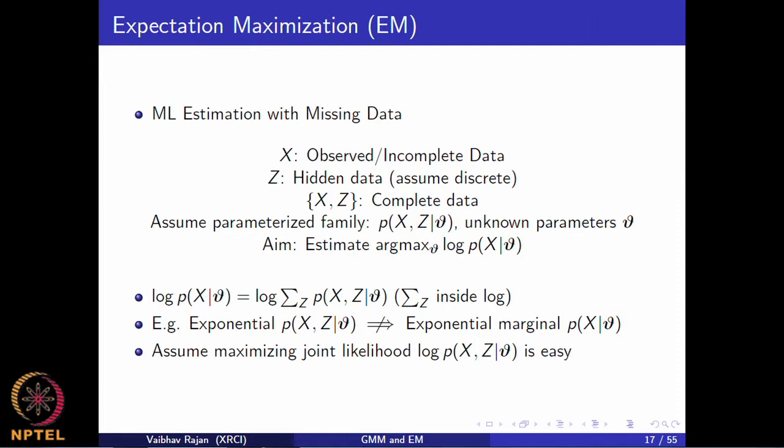So you have observed or incomplete data and hidden data. The complete data is the combination of these two. You are assuming some parameterized family for the complete data, and you want to estimate the parameters. This is the problem that EM solves. Now we will see what EM is.